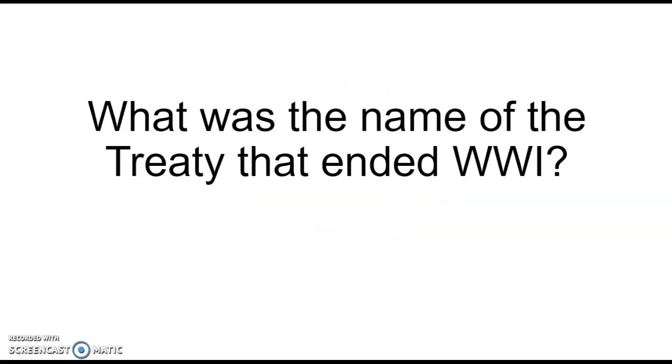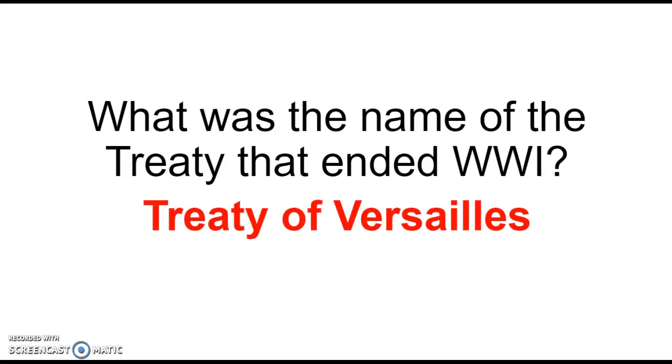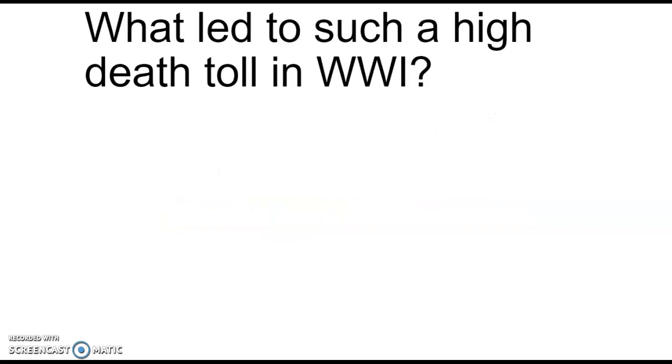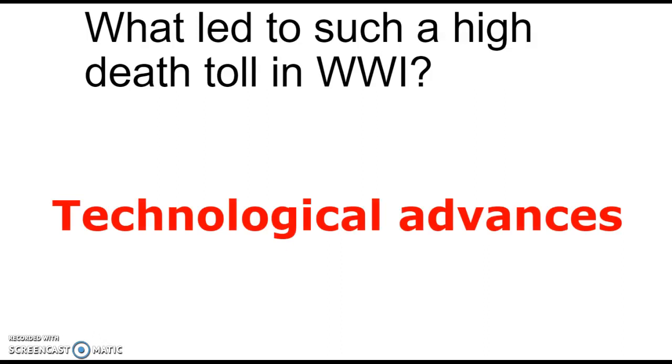What was the name of the treaty that ended World War I? And that treaty was Versailles. Treaty of Versailles. What led to such a high death toll in World War I? And again, the negative side of the Industrial Revolution was the advancement in incredible weapons of warfare. And you saw that in the Modern Marvels video, where you saw the various weapons that were created: tanks, flamethrowers, gas masks, machine guns, all sorts of stuff that were used to wreak havoc.